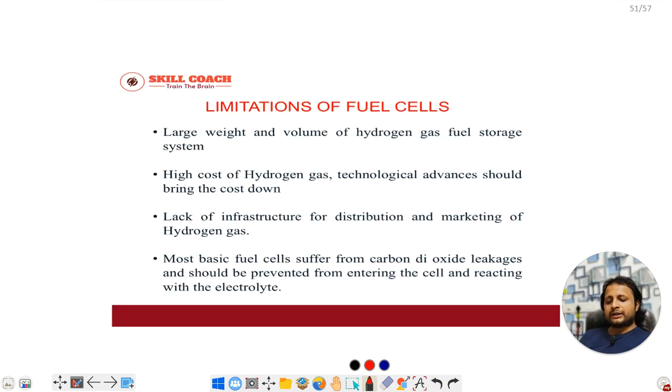Okay, so what are the limitations? Large weight and volume of the hydrogen gas fuel storage system, because it is not perfectly developed. That's why the weight and the volume of the complete setup is very high, and it's sometimes difficult to accommodate in a car system. The weight of the car is very high in comparison to a conventional vehicle or electric vehicles.